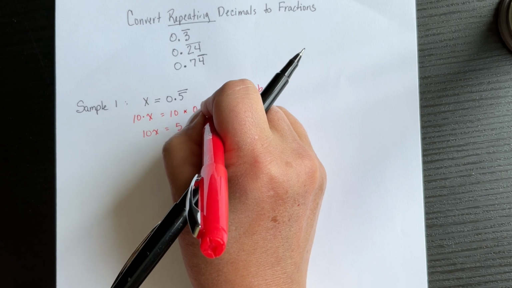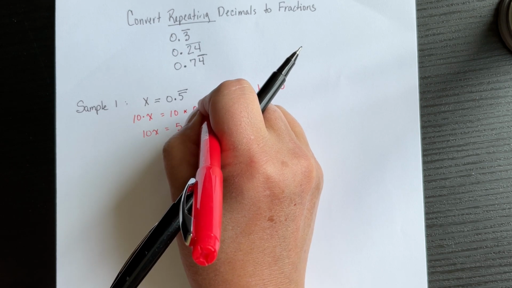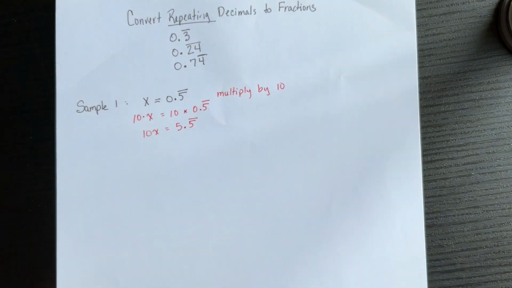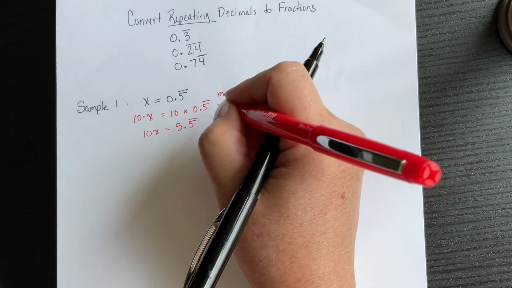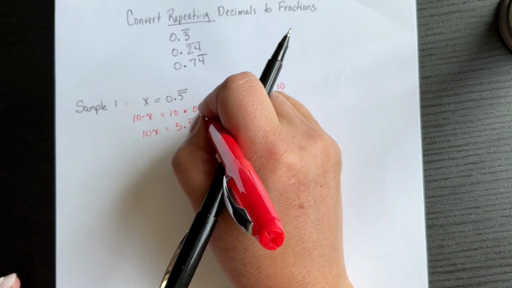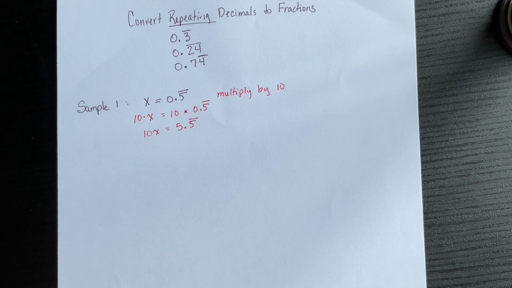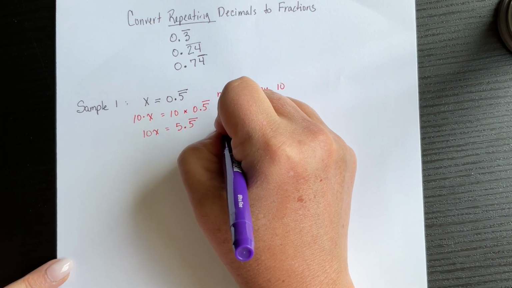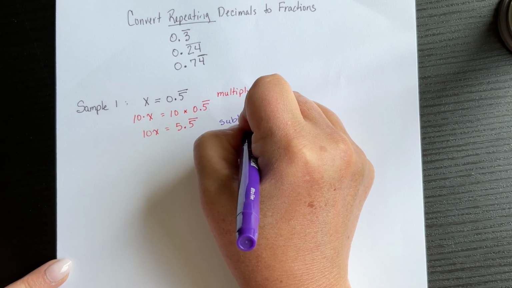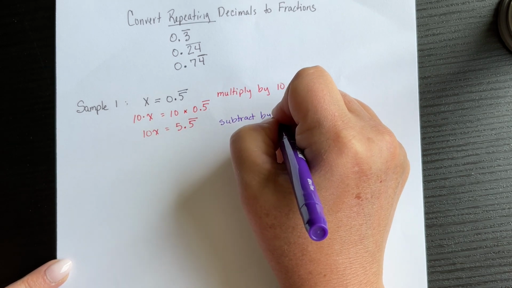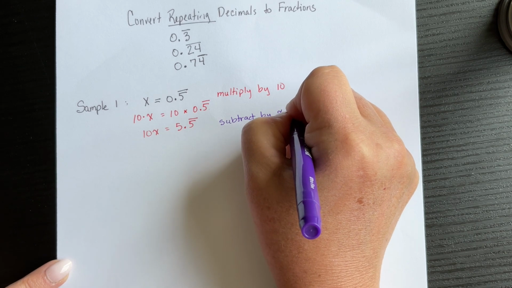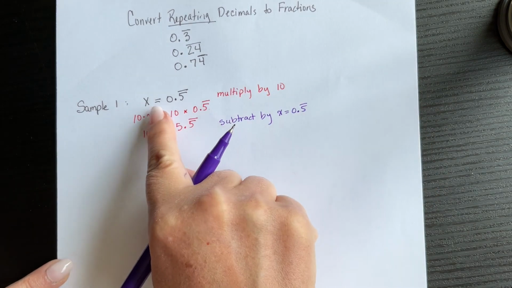What I'm left with is 10x equals, when I move this over 1, remember I have another 5 here? Because it's repeating, I'm still going to have a 5 repeating there. Because every time I scoot it over, I'm just going to get another 5. That didn't go away. So I need to make that repeating go away. How do I do that? I am going to subtract x equals 0.5 repeating.